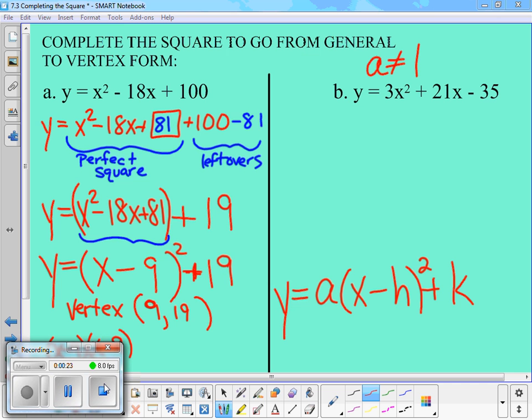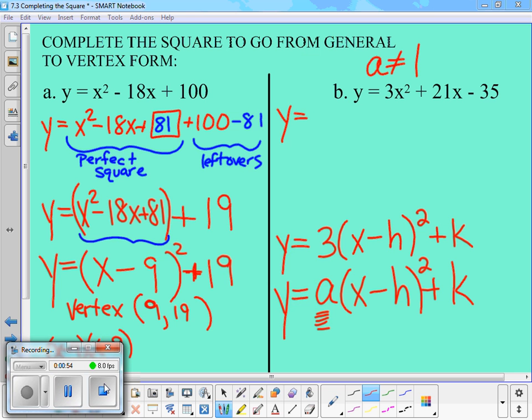We are now going to have a number out here for A. What do you think it'll be? 3. Whatever the dilation is in general form, that's going to be the dilation in vertex form. Okay? So we're going to have a 3 out there. So there's one extra step, and then one step that you have to think about that's a result of factoring out that 3.